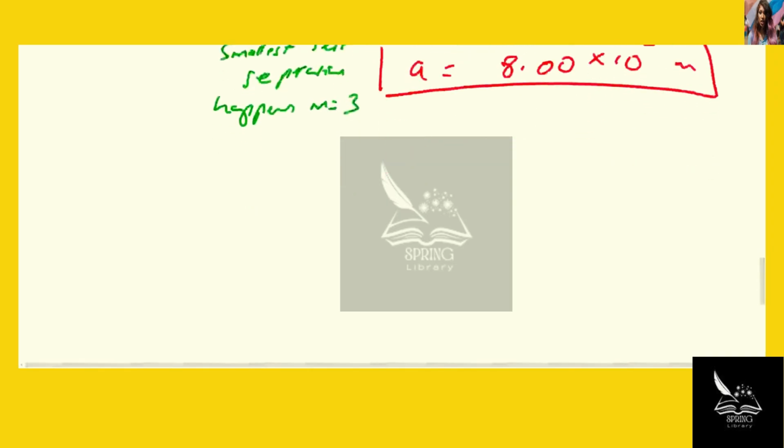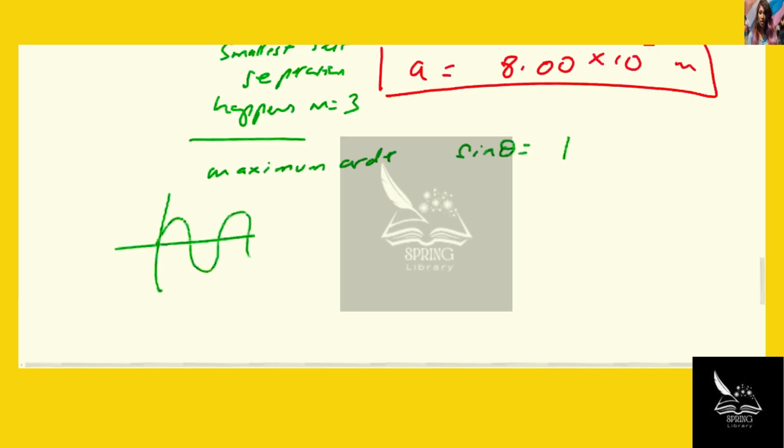Of course, the final part of the problem, we want to find the maximum order. And so the maximum order happens when sine theta equals 1. If you recall the sinusoidal shape of a sine graph, when y is sine theta and the angle is theta, this value of sine theta is 1.